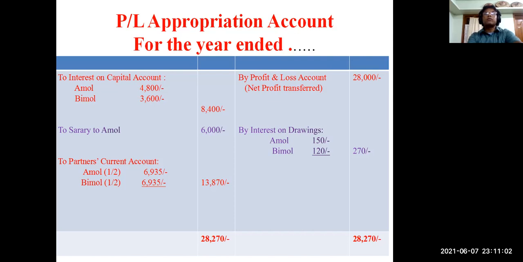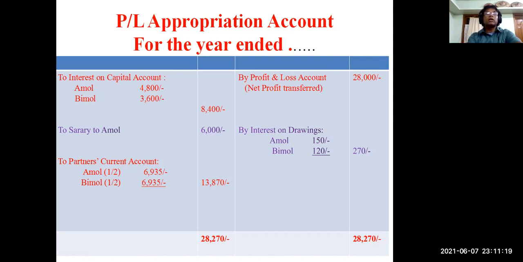Now the difference between the two sides, which I have done in the journal, is 13,870. The credit side is more, so this is profit. This profit will go to the partners' current accounts again, because the capitals are fixed.